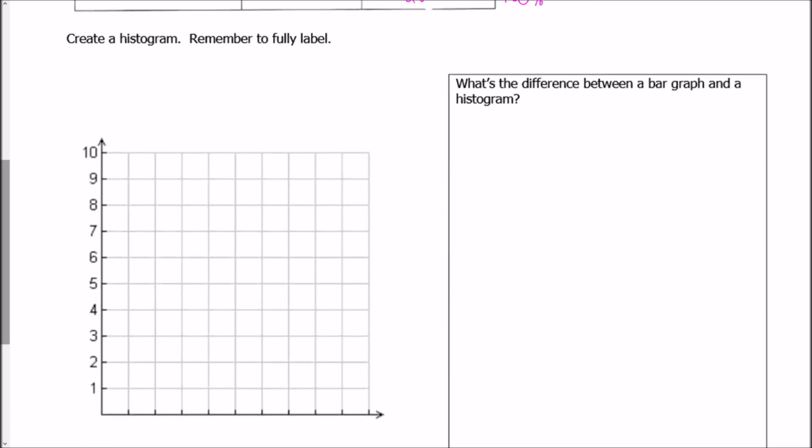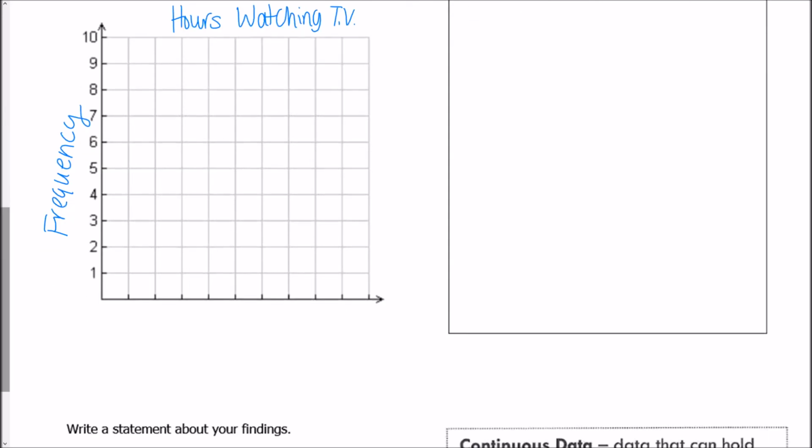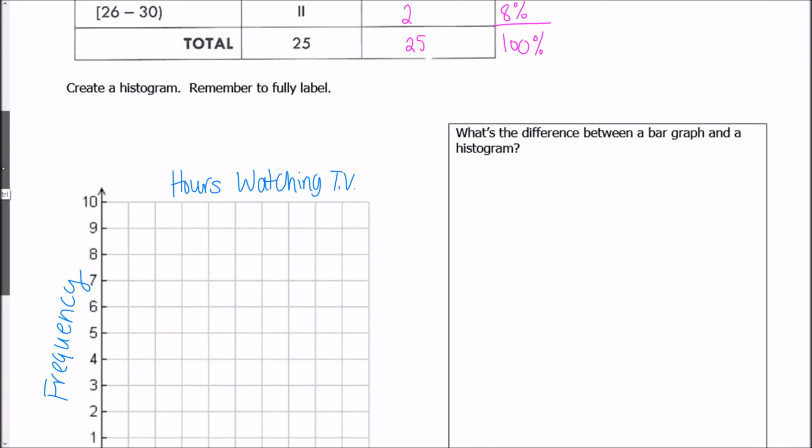So for our histogram, we still have to label. The first thing we're going to do is label what the title of our histogram is. So here we're going to say hours watching TV. And then on the side right here, we're still going to say frequency. And on the bottom, we're going to say the number of hours, and this is our interval. And we're going to use the intervals that we have up here.